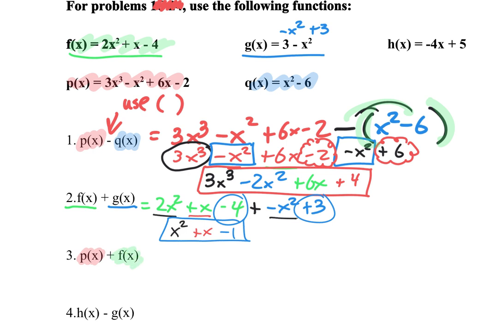So let me show you what that would look like. So p of x, I'm going to write that first. That's 3x cubed minus x squared plus 6x minus 2. And then right below it, I'm going to put my f of x. But I'm going to make sure that all my like terms line up. So I have x squared here, x to the 1, x to the 0. So when I go to put my f of x in, I'm going to make sure it all lines up. So I'm going to put 2x squared here, positive x here, and negative 4 here.